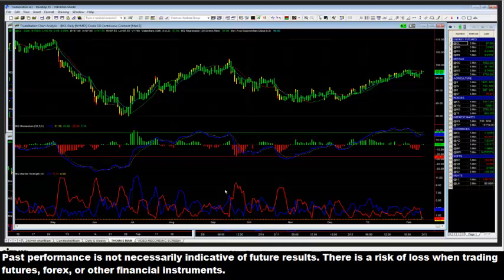What the MQ market strength does is it's very neat. It shows you basically the amount of a move that the market normally moves, meaning the blue lines are the average move for the rally, and the red lines are the average move for the sell. So buyers are blue, sellers are red.